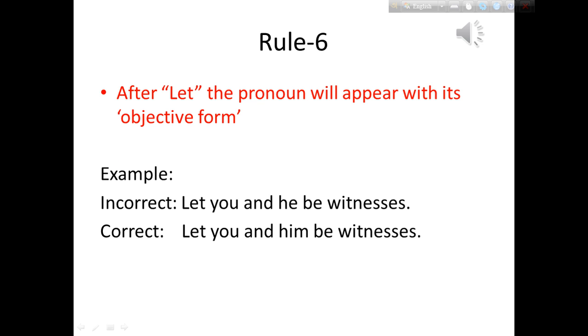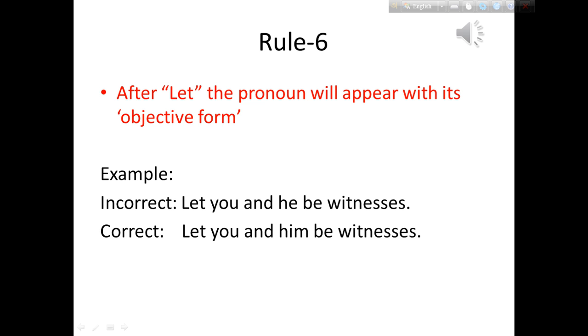Now rule 6. If we use pronouns after the very word let, the pronoun will appear with its objective form. So let's see the example.